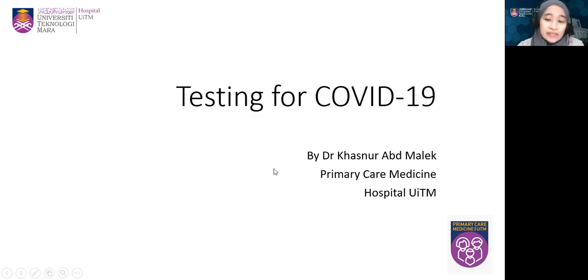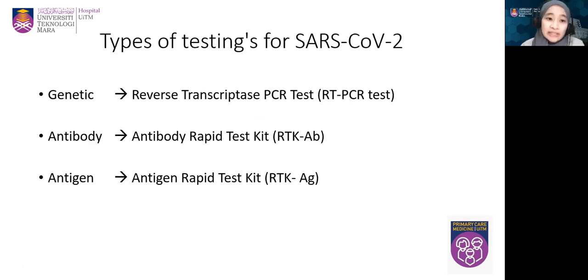So this module is basically a module on the testing modality for COVID-19. I'm going to bring you through the different types of testing available in primary care centers and on whom it should be performed, and what are the areas of importance that we need to consider when doing as well as interpreting the test.